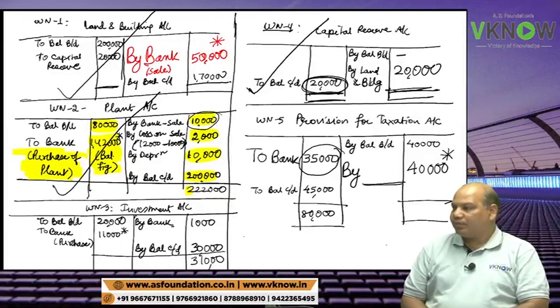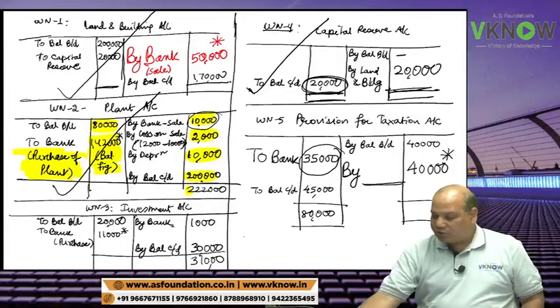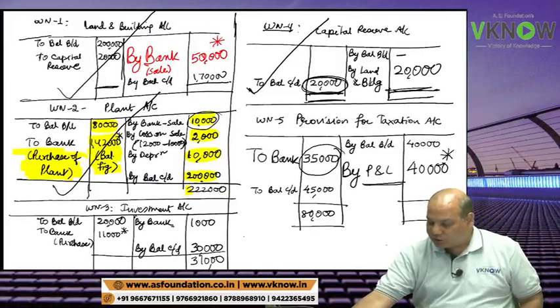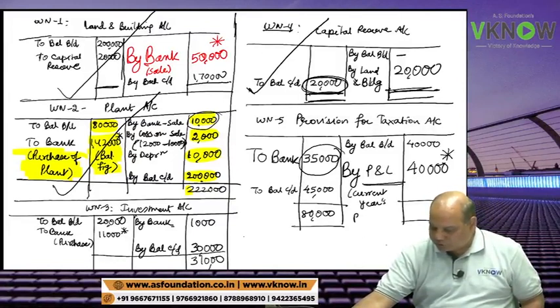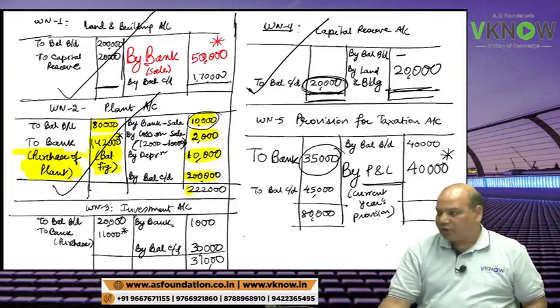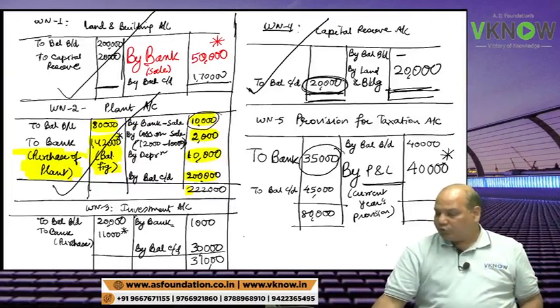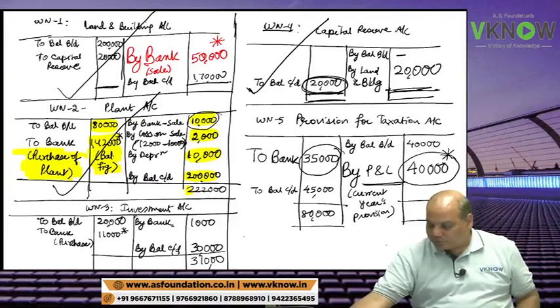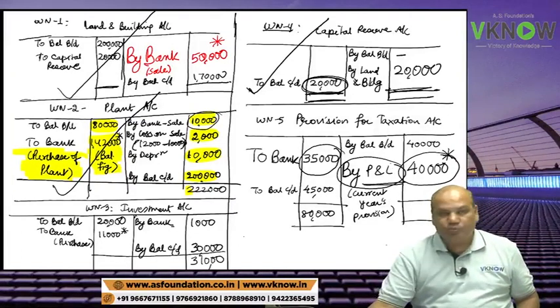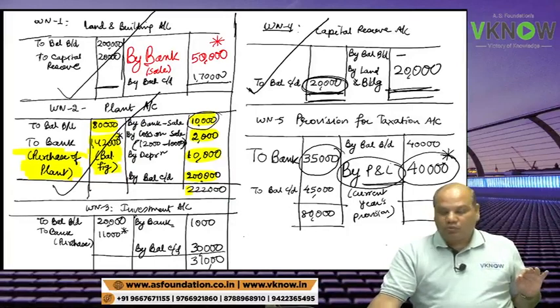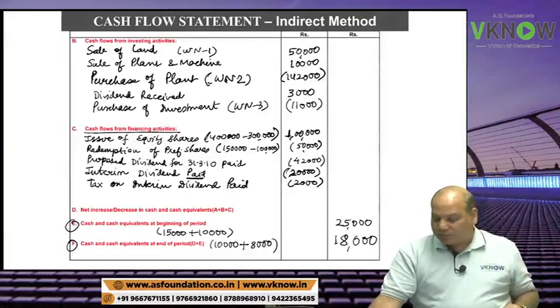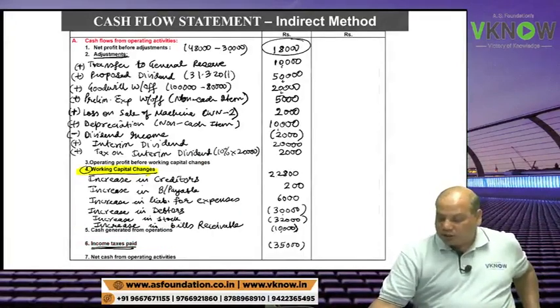Buy what? So buy P&L account, this is the provision for the current year. Current year's provision. Provision is different, payment is different. Sorry. So this 40,000 rupees, they have debited to P&L account. So I will add back this time. Now, why I will add back?